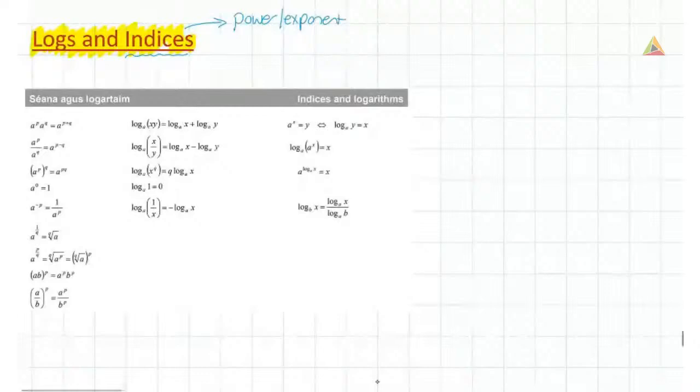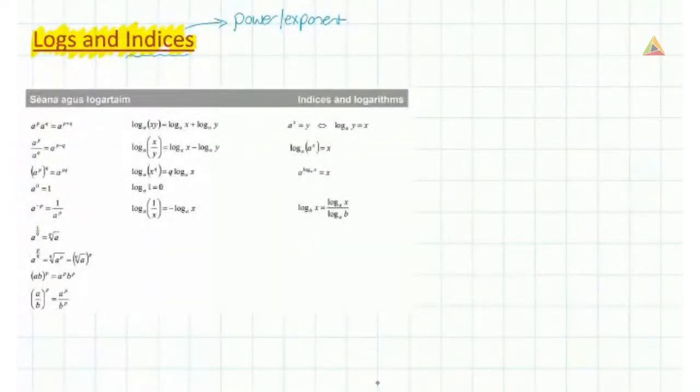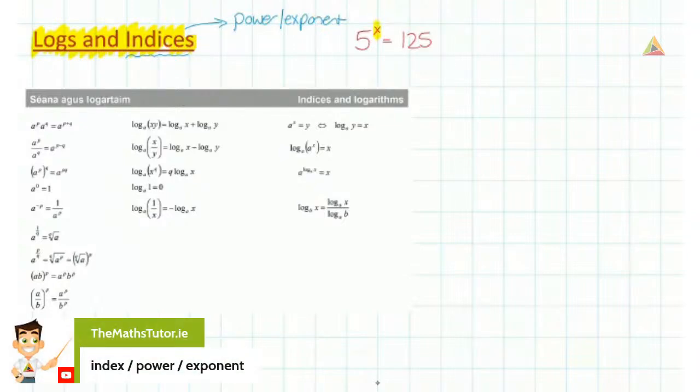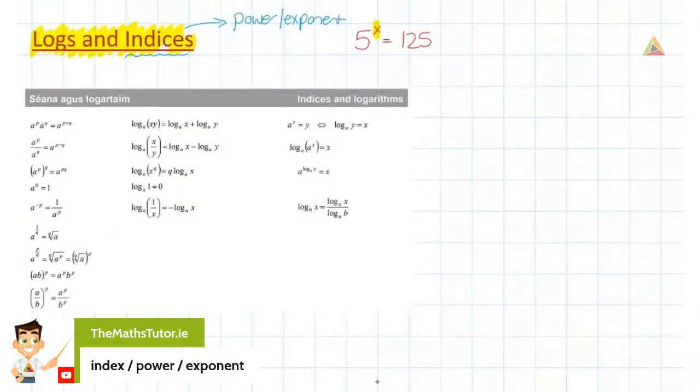So basically, if you had something like this question, 5 to the power of x is equal to 125, that's what we call an index equation. So it's an equation with an index or a power in it. And x is the variable in the question, and that happens to be in the power or in the index.